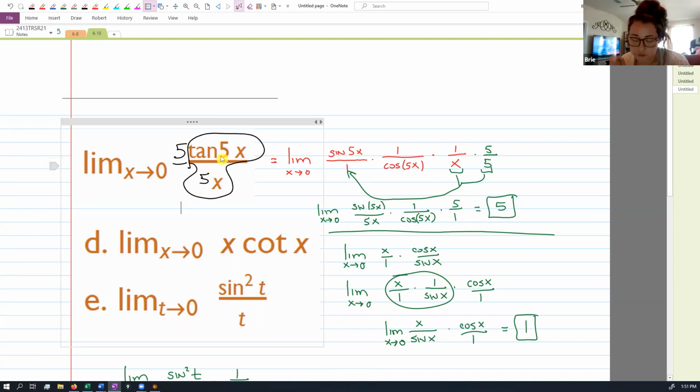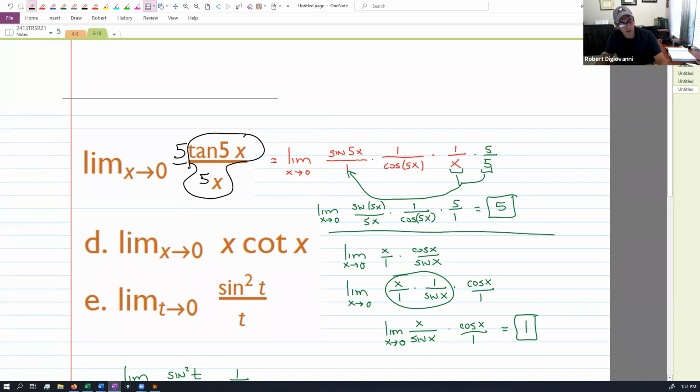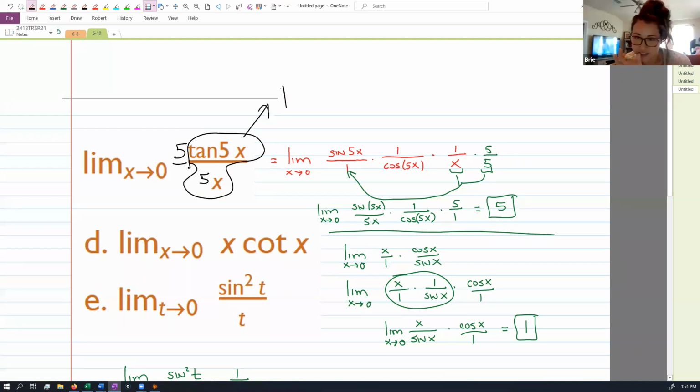I got 5 tan 5x over 5x, and you said that tan 5x over 5x would be 1, so it'd be 5 times 1 equals 5. Why is tangent of 5x over 5x going to go to 1? Is it because it's not sine? It has to be sine.